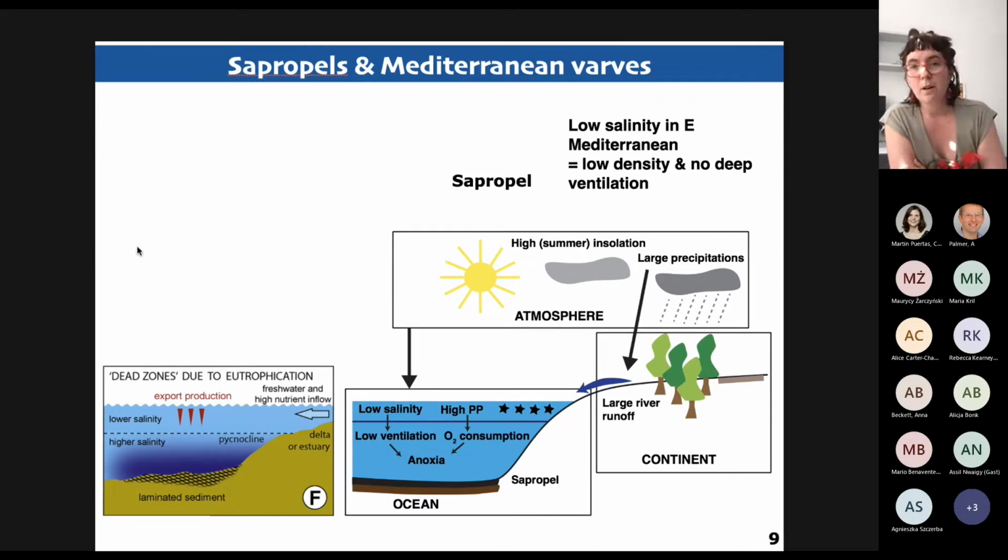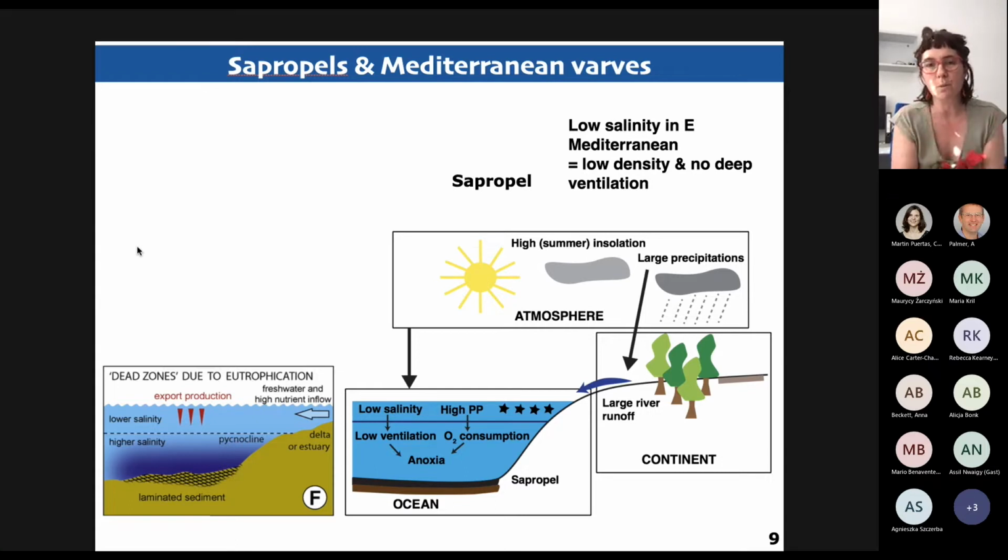So here is another little sketch to illustrate that. As you can see, I have quite some skills in drawing. So once again, large precipitations, large runoff, blocking of the ventilation and development of anoxia.